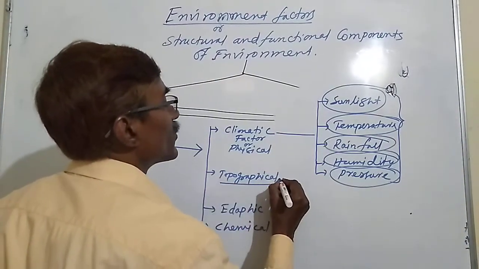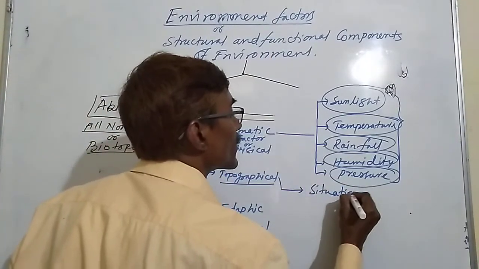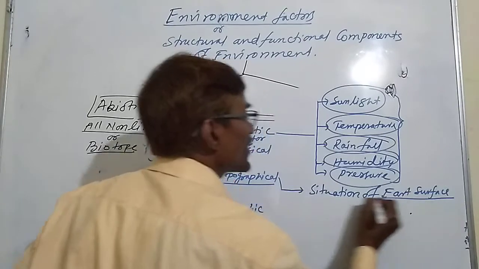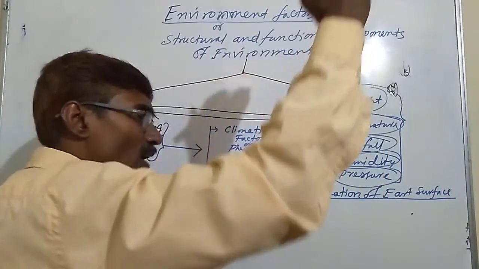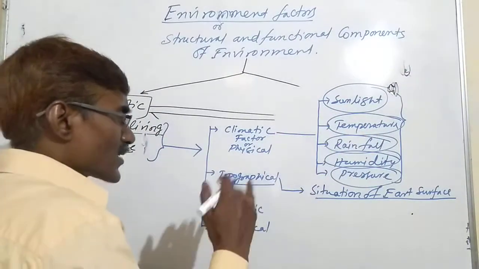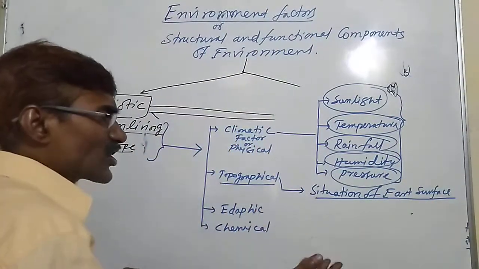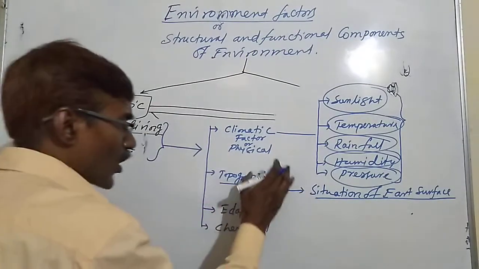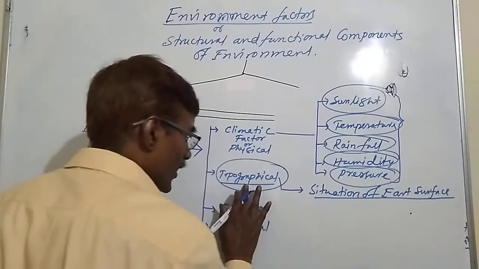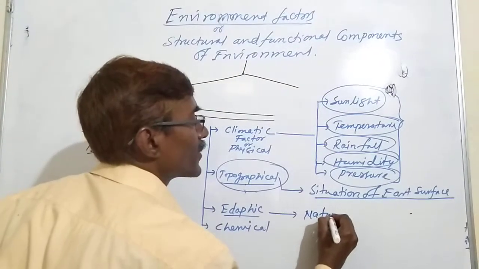So topographical, what is it? Topography is the situation of the earth surface. That means some earth surfaces are at high altitudes and some are at low altitudes, or high altitude or latitudinal position. Some higher land has a mountain peak, whereas in lowland areas the position or the nature of the living organisms is something different. So these also act as an environmental factor and maintain life, or they are effective factors for life.